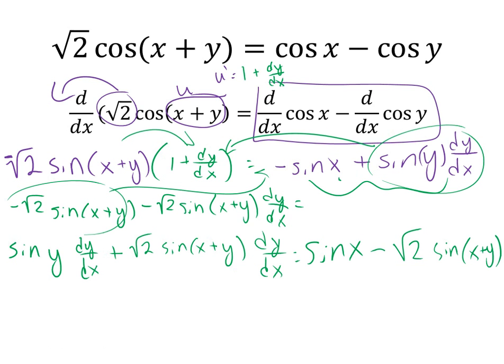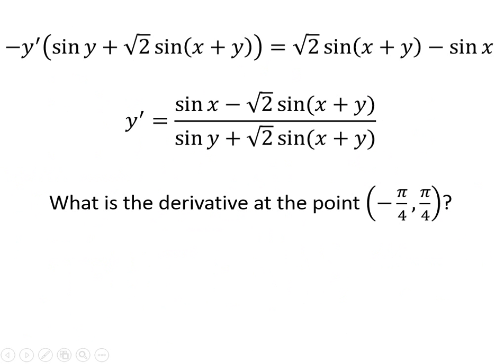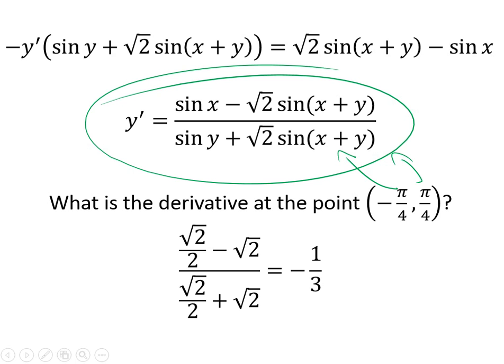And now I'm going to get the dy dx's by themselves. Dy over dx times sine y plus root 2 sine of x plus y. And then I've got this whole thing, and then I'm going to divide it by there. And so my answer ends up being right there. And now if I want to find the derivative at this point, I plug pi over 4 into the y's and negative pi over 4 into the x's, and you're just getting a negative 1/3. So there is your implicit differentiation that you would be doing. So after you plug them all in, you can find those points.